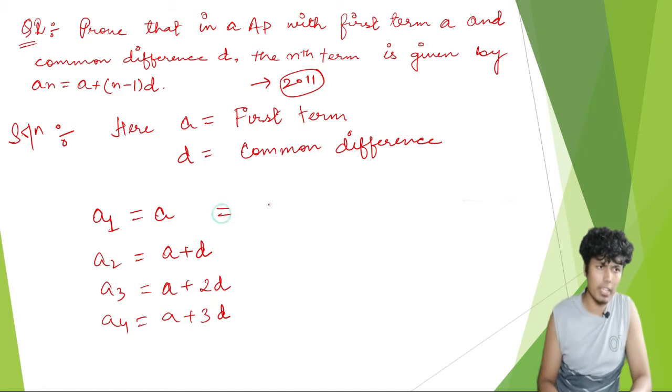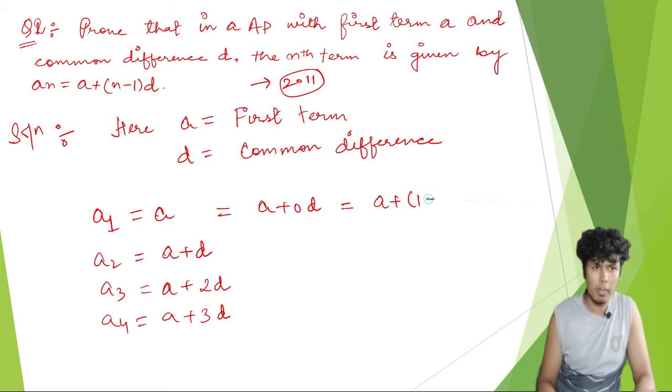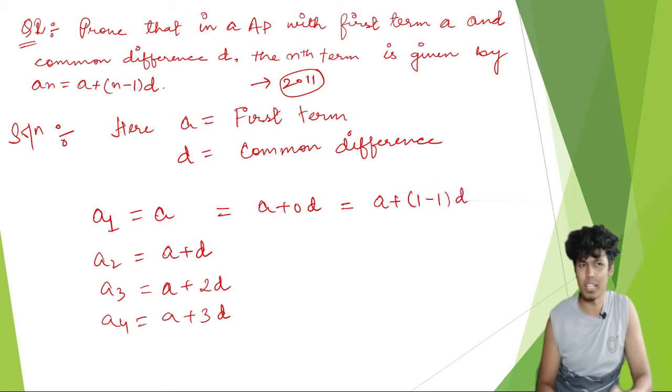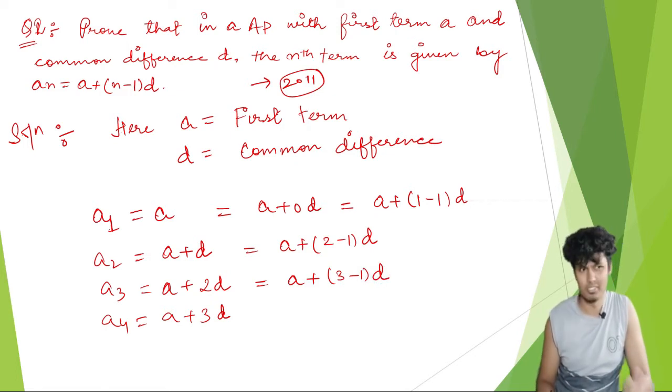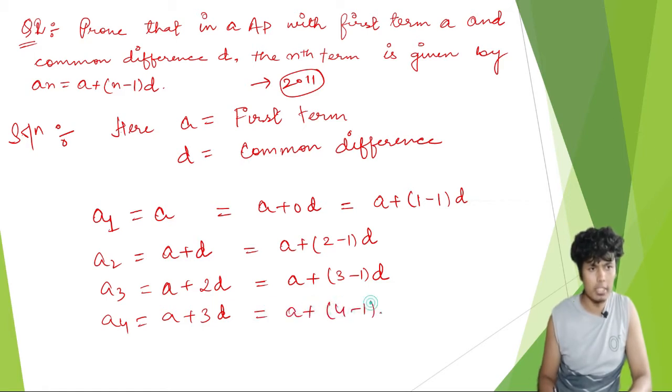So a1, this one we can write a plus 0d. We can write this one is a plus d and a plus 2d. We can write more this one, a plus 1 minus 1 d. 1 minus 1 is 0. Not that complicated. Second one, a plus d, we can write a plus 2 minus 1 d. 2 minus 1 is 1 d. Third one, we can write a plus 3 minus 1 d. What is 4? 4 we can write a plus 4 minus 1 d.